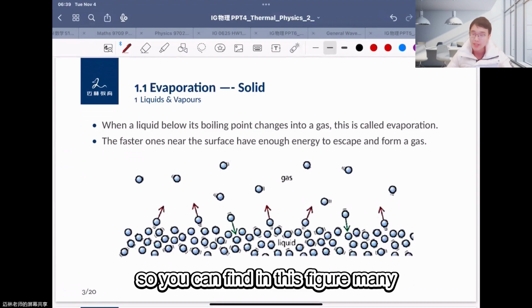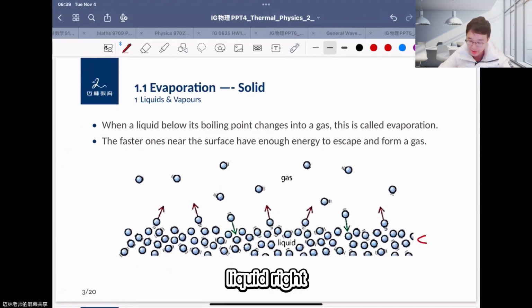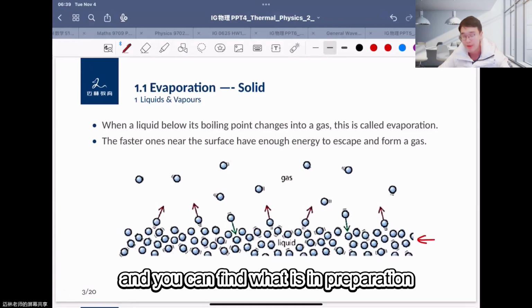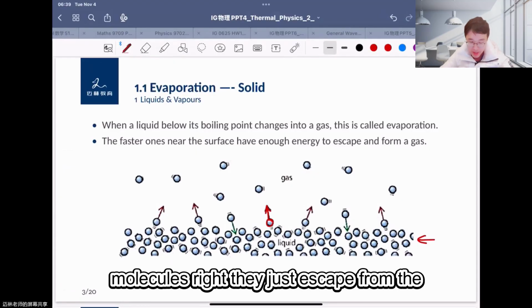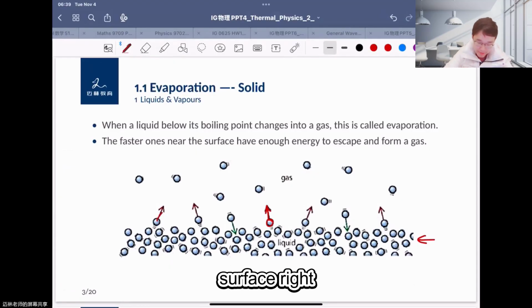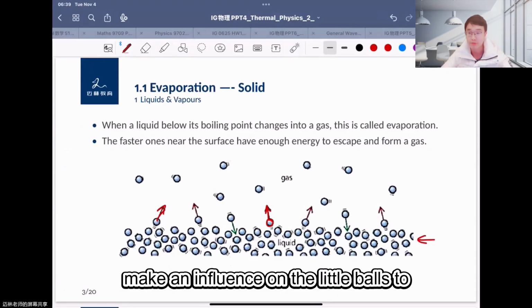So you can find in this figure, many particles or molecules are arranged in the liquid, right? And you can find what evaporation is. That means these very tiny balls that represent the water molecules or liquid molecules just escape from the surface, right? So now maybe we have to discuss how we can influence the little balls to escape from the surface.